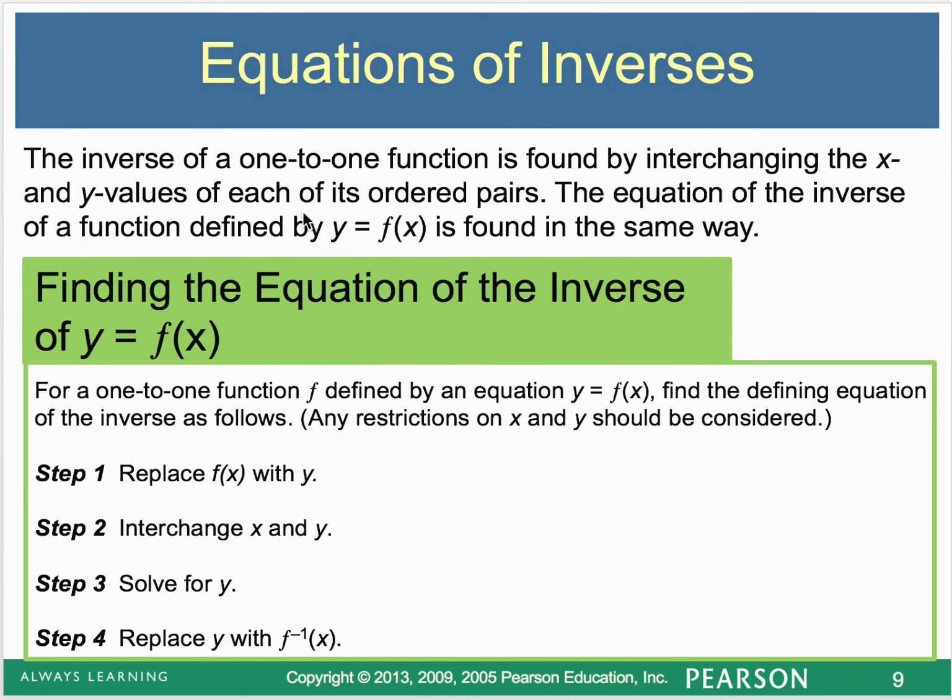So that's what they're saying here. The inverse of a one-to-one function, got to be one-to-one, is found by just interchanging the x and y values of each of its ordered pairs. Okay? If we have an equation, we do the same thing. So here's the steps. It's very short, very simple process to find the inverse of a function. If it's written with function notation, replace f of x with y. Change places with x and y, and then solve it for y. Most important step that people forget most is replace y with f inverse at the end. And as we do one, we'll talk about why that's so important, and we'll see how it's so easy to forget.